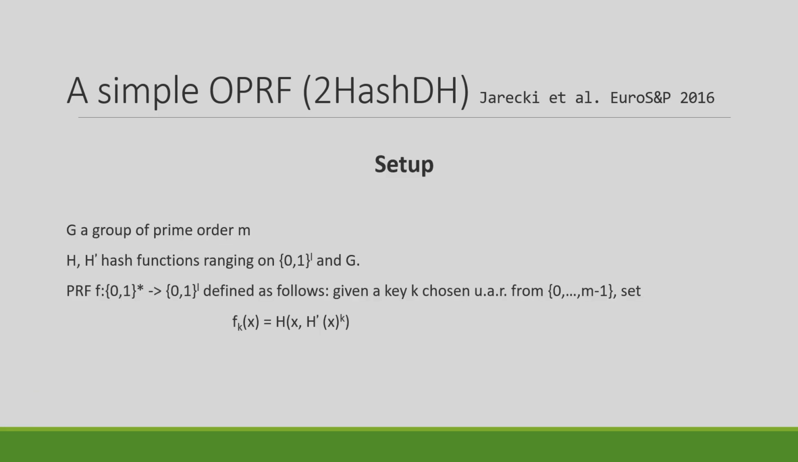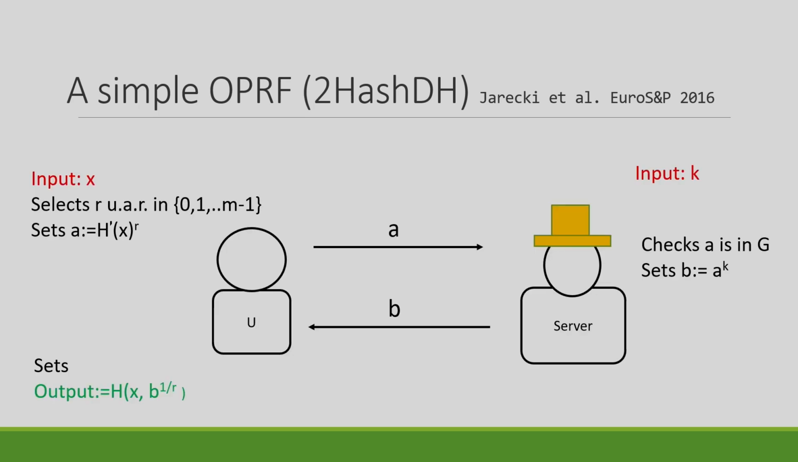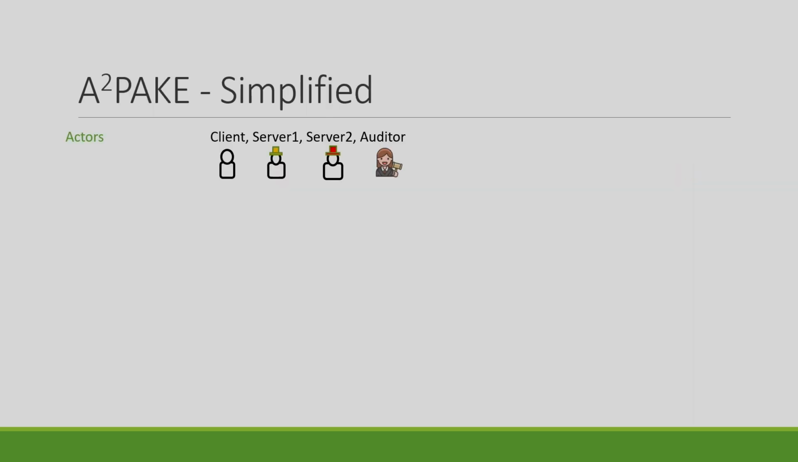So you get exactly what you had in the previous slides as the output of the pseudo-random function. Okay, so far everything good. Now, from all this, we give a simplified explanation of our A2 bake construction.